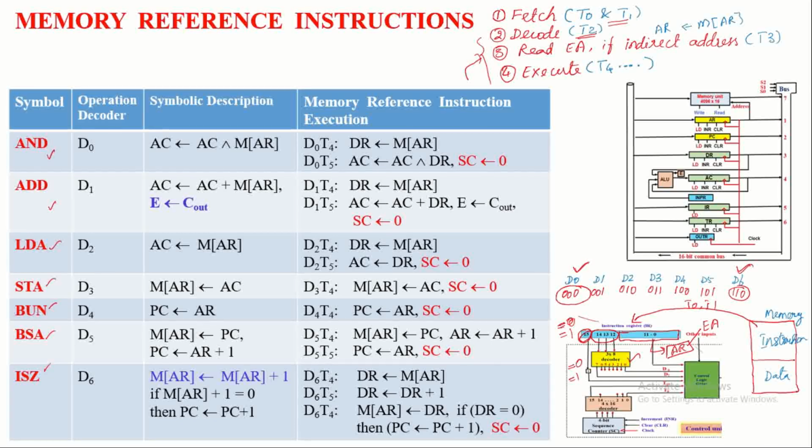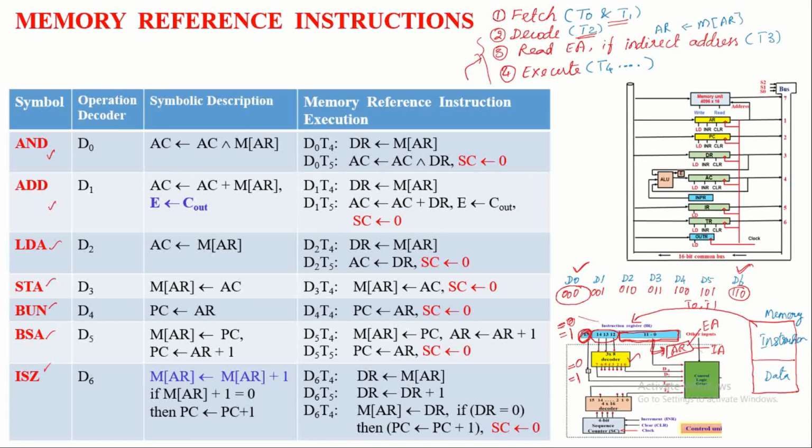If the 15th bit of the instruction is equal to 1, then the I flip-flop value will also be 1. Then the address part of the instruction contains the indirect address. So during the decode phase, the address register will receive the indirect address of the operand.